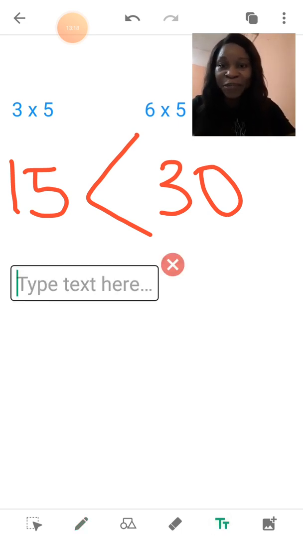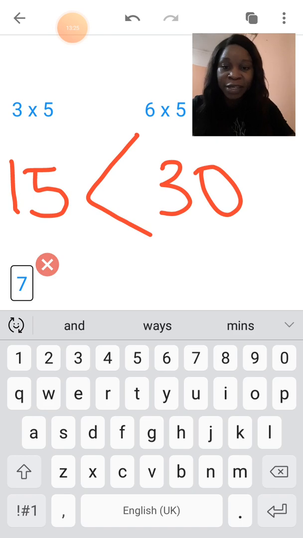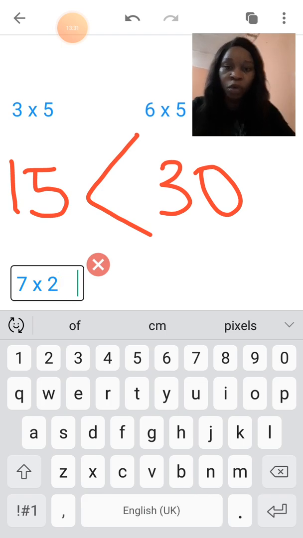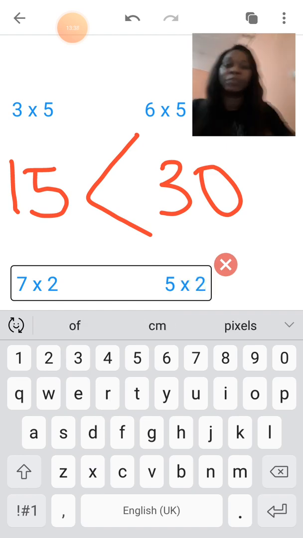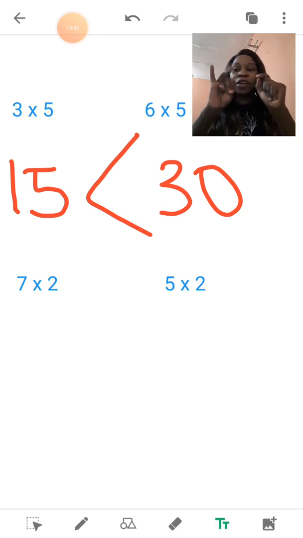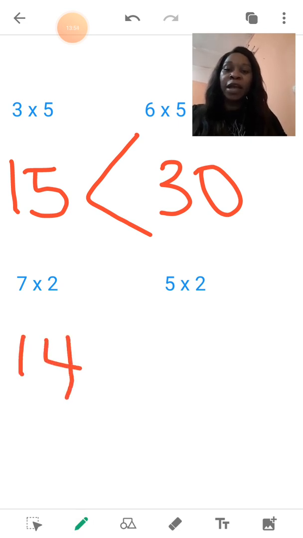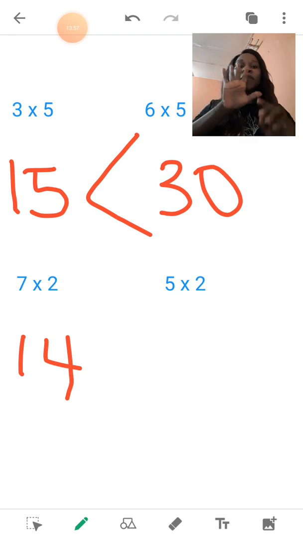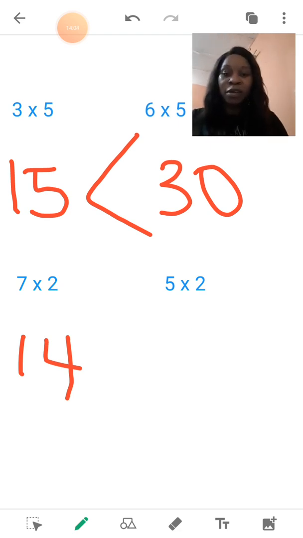The last example for today. If we have 7 times 2, we move the cursor and we have 5 times 2. Good. Now for this one, we are counting in 2s. So I have 7 fingers and I go 2, 4, 6, 8, 10, 12, 14. So 7 times 2 will give us 14, and I write my 14. And 5 times 2, 5 on my finger, 2, 4, 6, 8, 10. So 5 times 2 will give us 10.